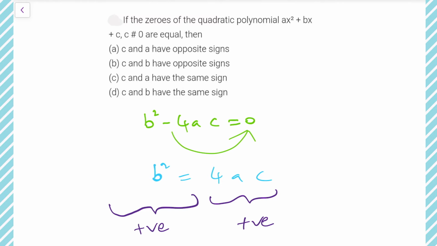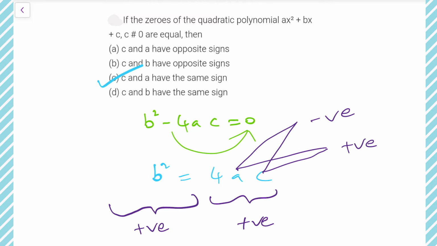It means both a and c should be negatives, otherwise both a and c should be positives, because negative into negative is positive or positive into positive is positive. So it means c and a should definitely have the same sign. C and a have the same sign. Option C.